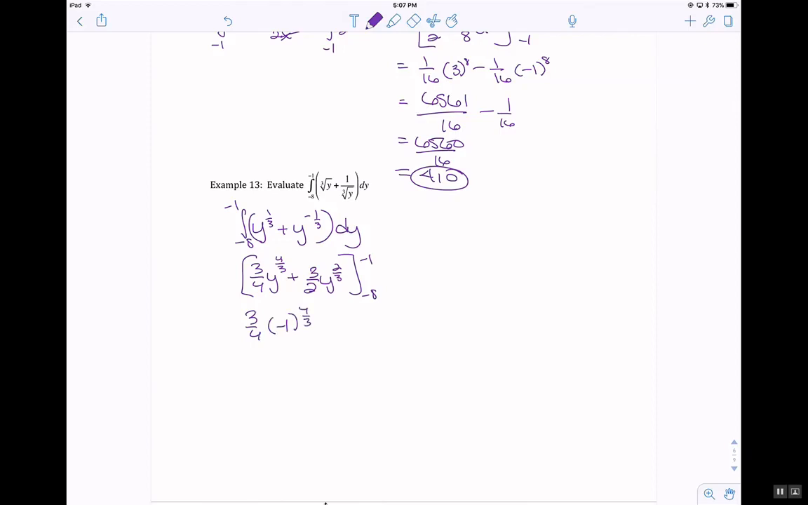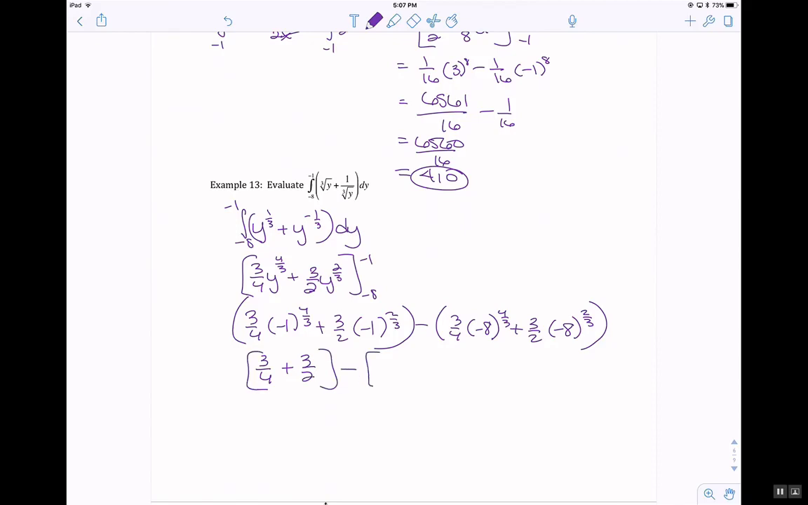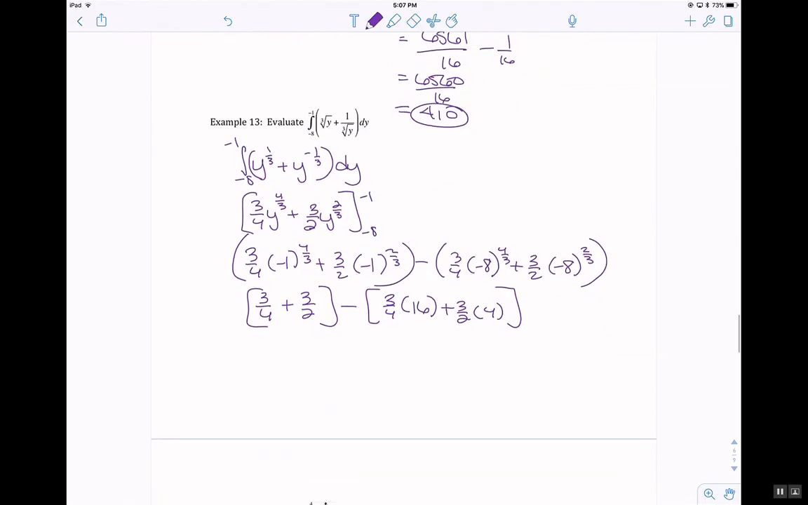So I get 3/4 times -1 to the 4/3 plus 3/2 times -1 to the 2/3, and then minus 3/4 times -8 to the 4/3 plus 3/2 times -8 to the 2/3. So now I simplify, and I get 3/4 plus 3/2 minus 3/4 times 16 plus 3/2 times 4.